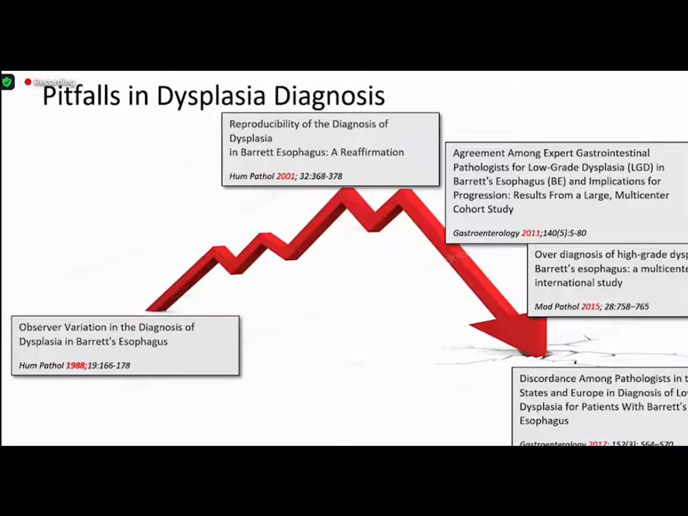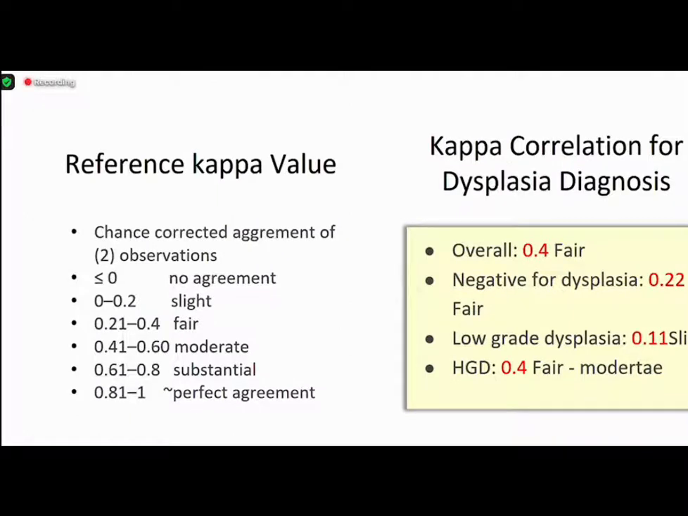Similar findings were seen in a multinational study in the US and Europe, which showed the same discordance amongst pathologists for diagnosing dysplasia. Most of these studies used kappa correlation for measuring agreement amongst pathologists for dysplasia diagnosis, and that's what we used as well. So I thought it would be good to have a brief review of what it is. Basically, it's a chance-corrected agreement between two observations, which means it accounts for any agreement that may occur by chance between the measurements we are trying to compare.